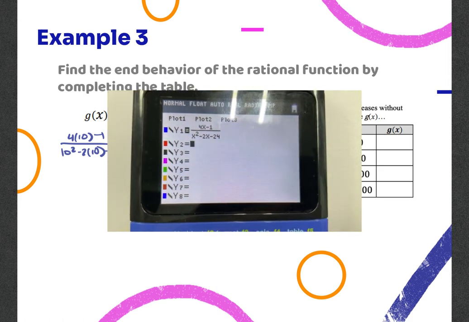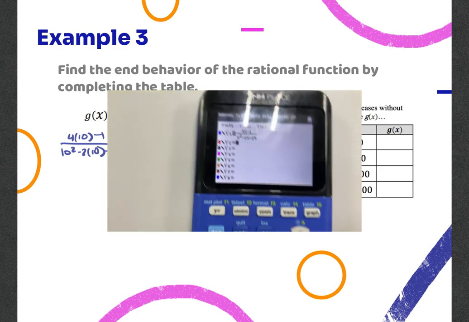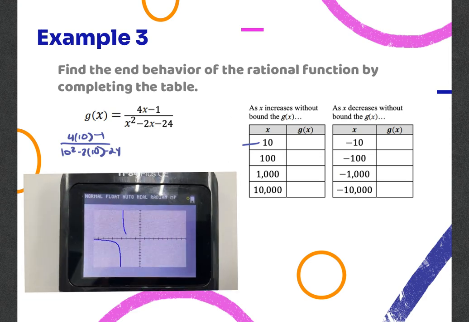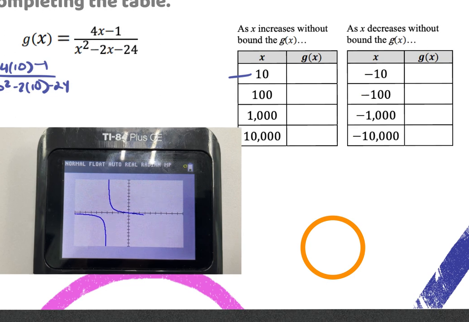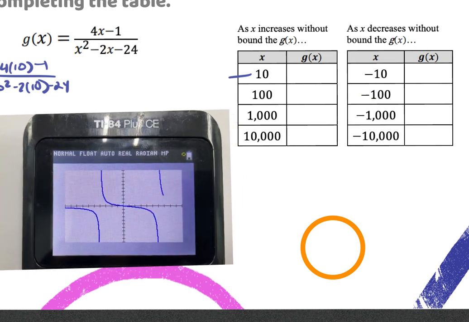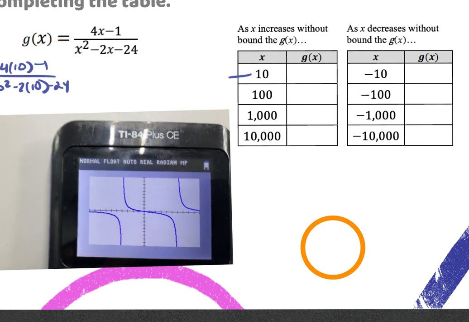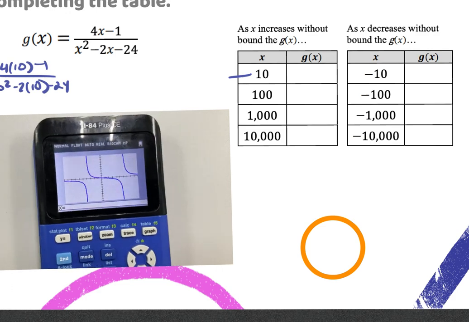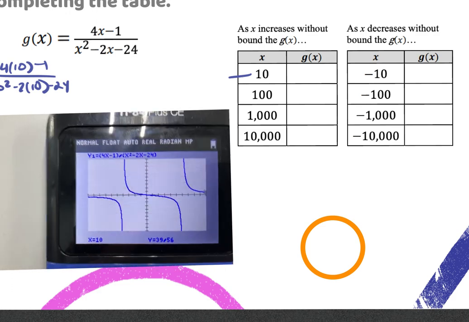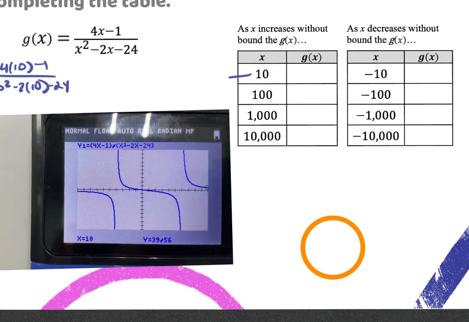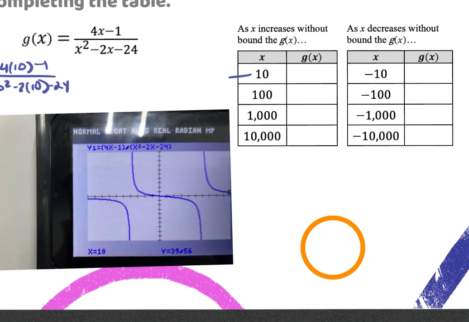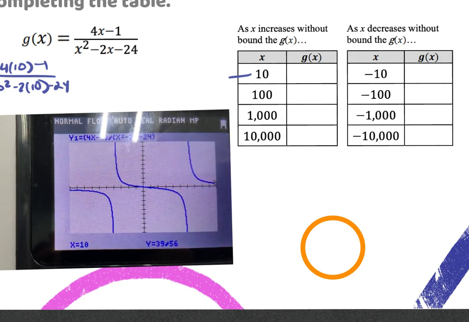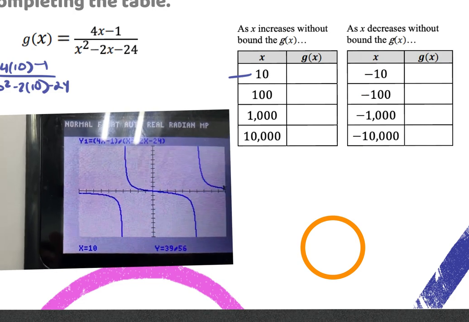So we put it in our y equals, and then I can go to the graph. And then I can go to second trace and go to value and type in 10. And look at the answer I get. So it's in fraction form. I'm going to show you how to convert that into decimal form, other than just hitting 39 divided by 56. But in order to do that, I'd have to go back to my home screen, and I don't want to keep going back and forth.